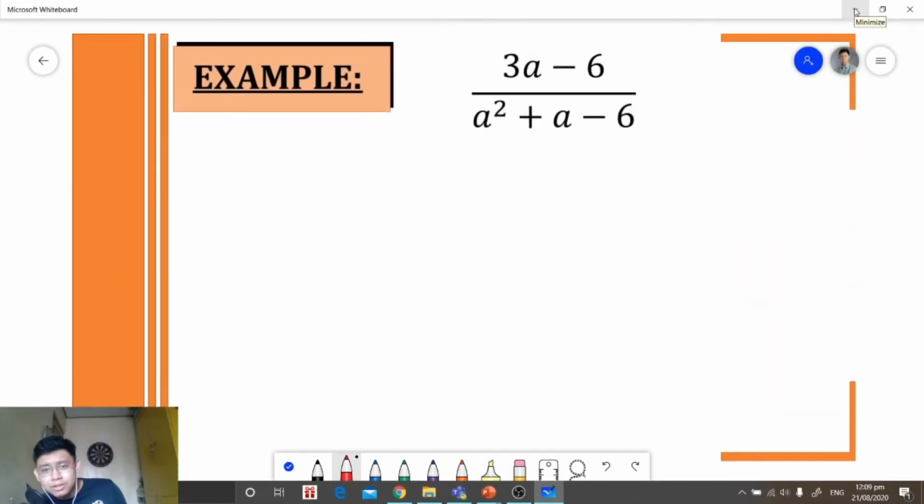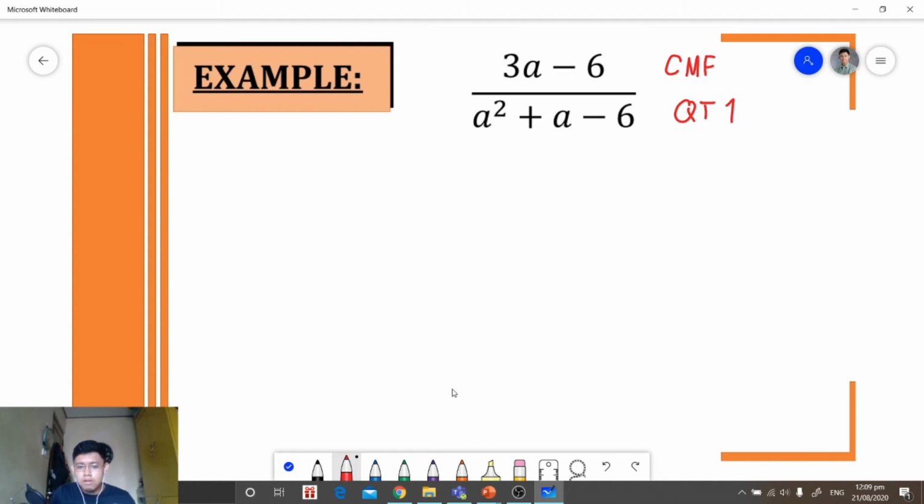Okay, let's have another example. For example, we're given this rational expression. So first thing that we need to do is to factor our numerator and denominator. So let's identify the type of factoring that we are going to use for this numerator and denominator. For the numerator, we're going to use common monomial factoring. And for our denominator, we're going to use quadratic trinomial case 1.